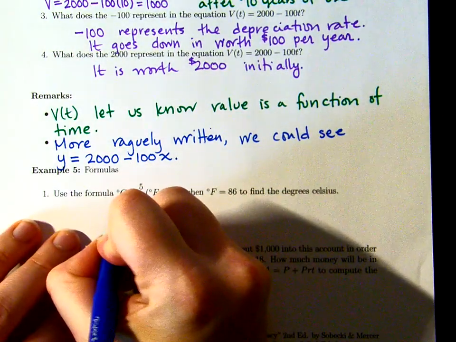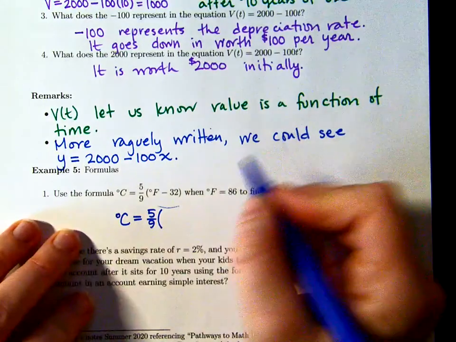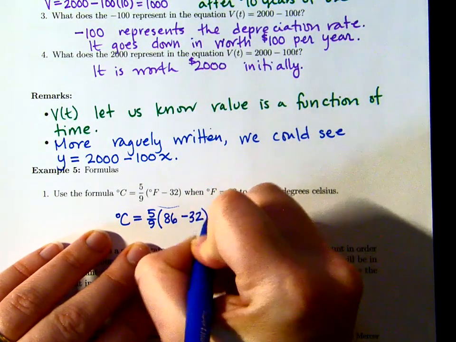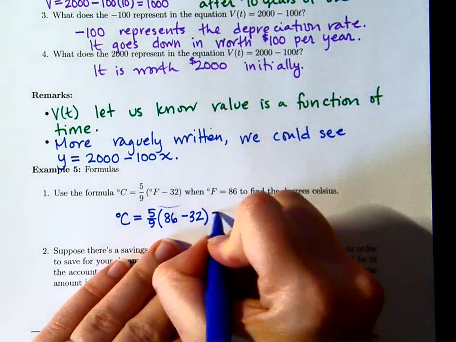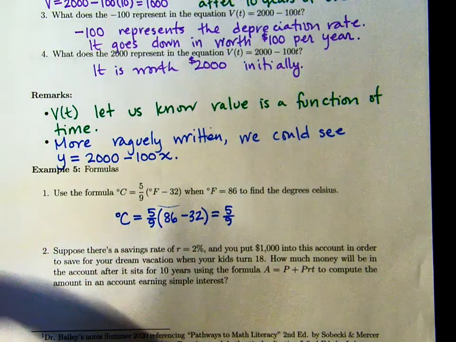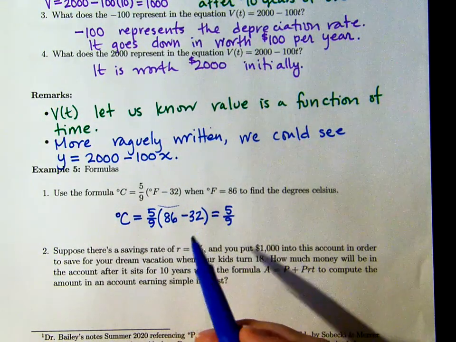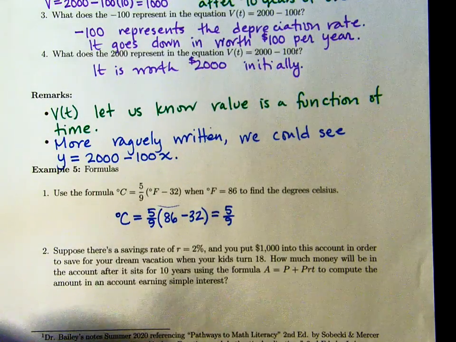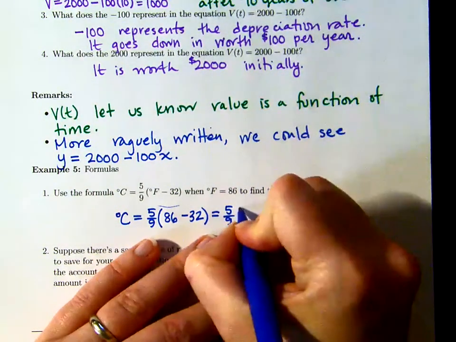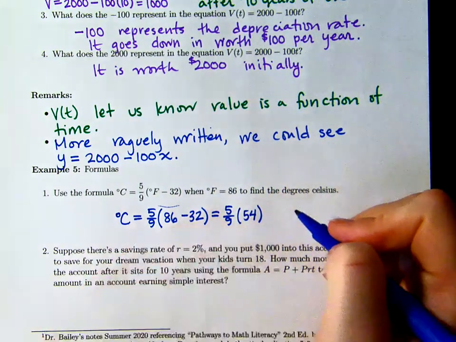So I see degrees Celsius will equal 5/9 times the quantity 86 minus 32. By order of operations, I'm going to do the parentheses first. Or if you prefer punching this all in at once, just be careful. So 86, take away the 32, is 54. Okay, so 5/9 of 54.